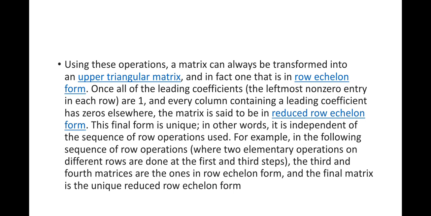Using these operations, a matrix can always be transformed into an upper triangular matrix, and in fact, one that is in row echelon form. Once all of the leading coefficients are 1 and every column containing a leading coefficient has 0 elsewhere, the matrix is said to be in reduced row echelon form. This final form is unique. In other words, it is independent of the sequence of row operations used. For example, in the following sequence of row operations, the third and fourth matrices are the ones in row echelon form, and the final matrix is the unique reduced row echelon form.